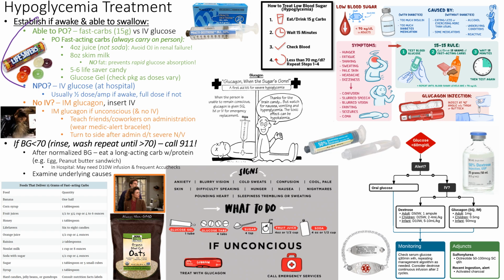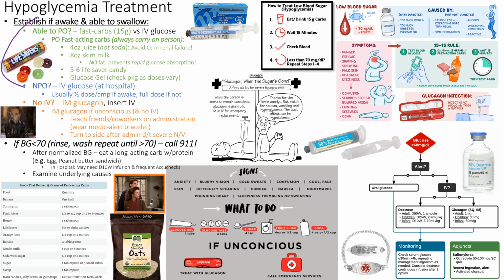All right, so what about you have their NPO and you have an IV? Well, that's easy. Give IV glucose, right? So you give IV dextrose. And the different hospitals have different recommendations. Do you give half an amp or full amp? And it depends like if they're awake or not awake, right? So there's different criteria there, right?